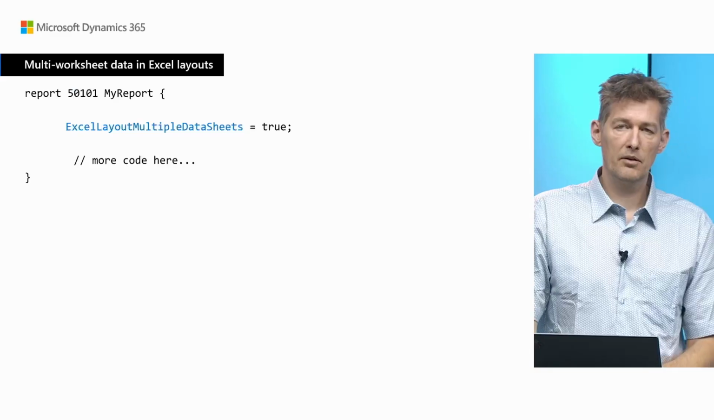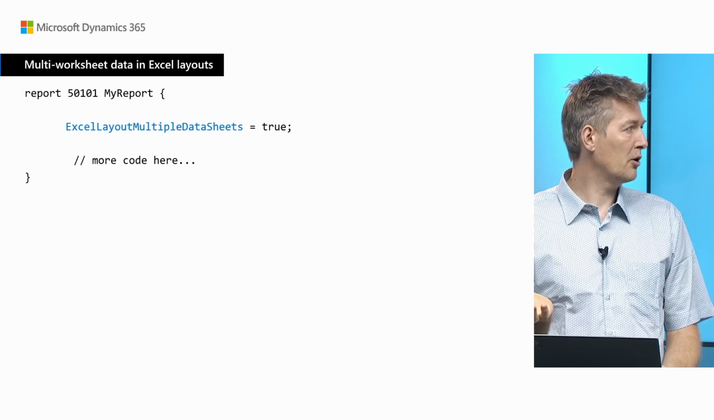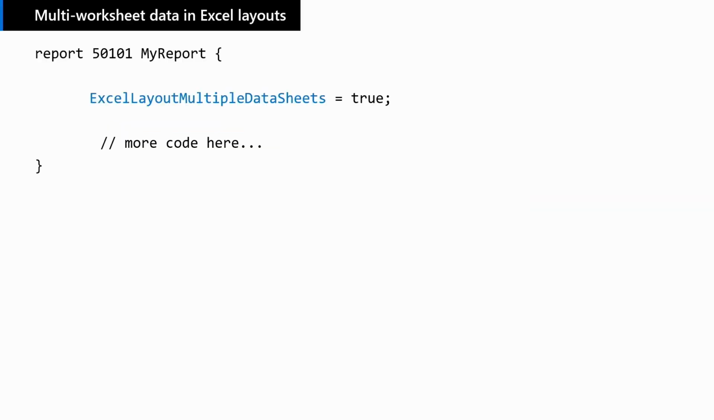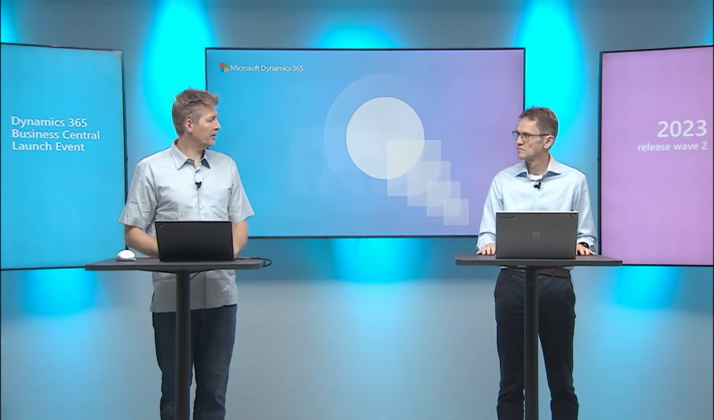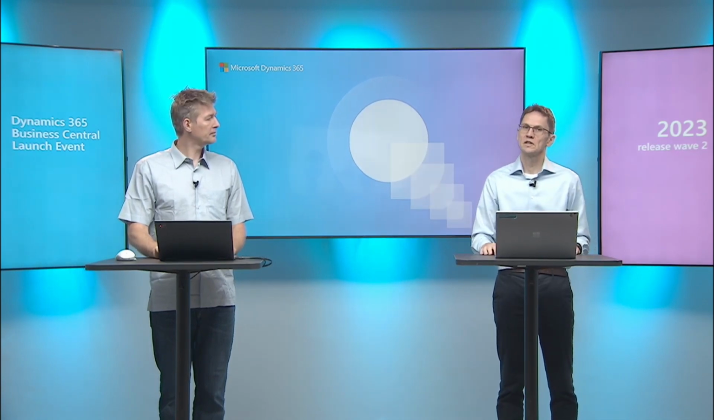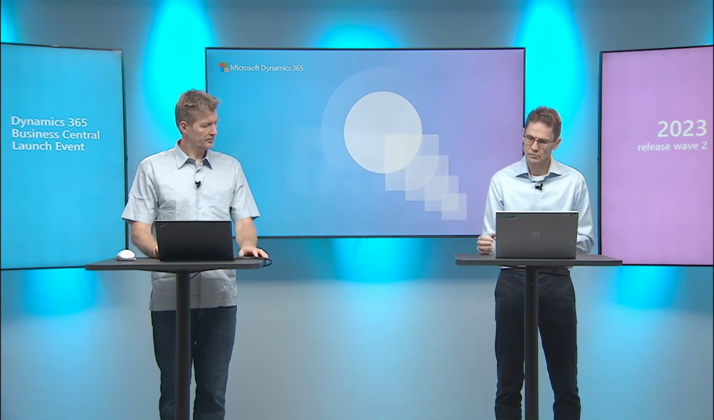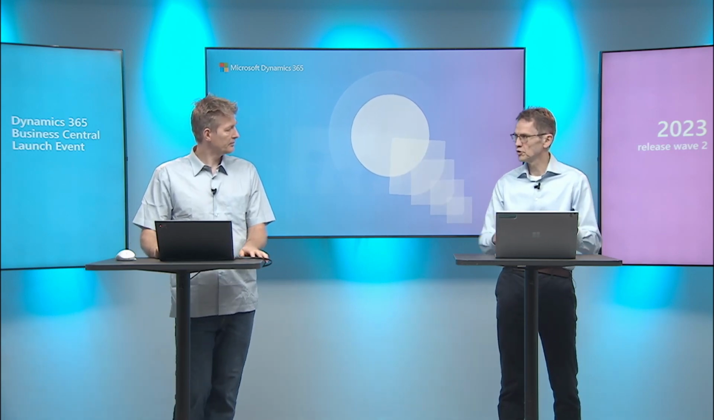So the new property on reports is called Excel Layout Multiple Data Sheets, available in version 23. If you set it to true, you get these new multiple data sheets in your Excel layouts when they're being rendered. And if you set this to something that does not use an Excel layout, it actually has no effect. But we've found that it works a lot better if you target your report to the type of layout you want, whether it's RDL, Word, or Excel. So this is relevant for the reports that you're targeting to be consumed in Excel.